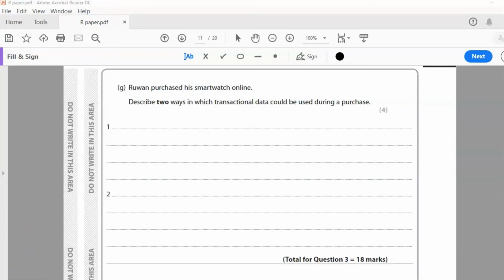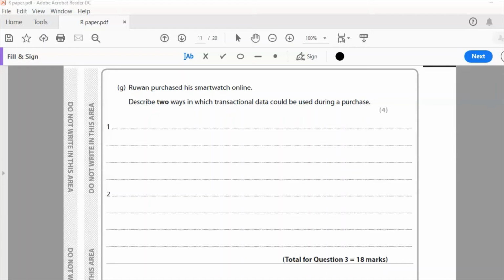G. Rowan purchased his smartwatch online. Describe 2 ways in which transactional data could be used during a purchase. Transactional data is data on your purchase history. When Rowan made that purchase of his smartwatch, looking at his purchase history, it's the data. So how did he pay for it? Where did they buy it from, what website, etc.